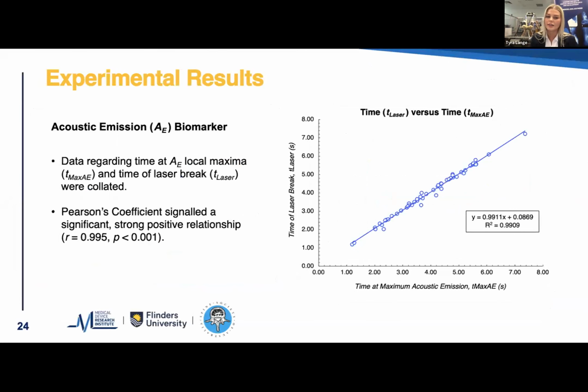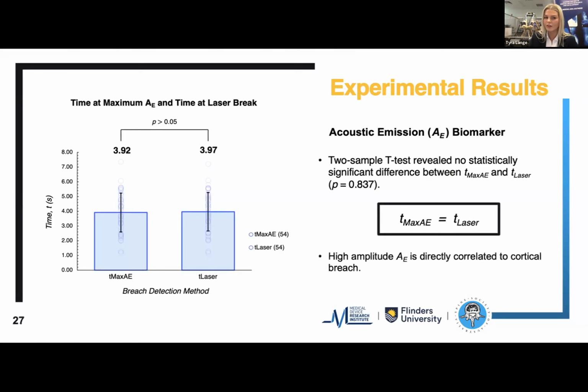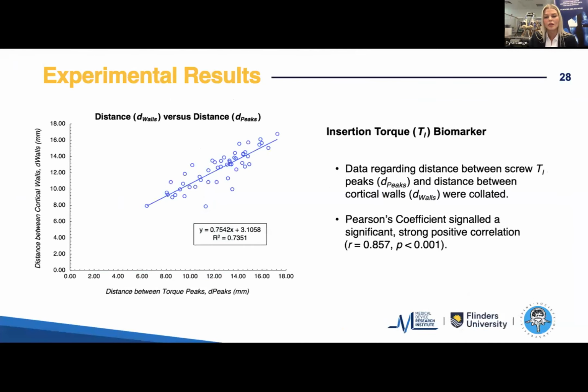So data regarding the time at acoustic emission local maxima and the time of laser break were collated, and Pearson's coefficient signaled a significant strong positive relationship. When we looked at the means, two-sample t-tests revealed that there was no statistically significant difference between the time at maximum acoustic emission and the time of laser break. The observed effect size was small, indicating that the magnitude of difference between these averages was minor, and the population means are assumed to be equal. Therefore, high amplitude acoustic emission is directly correlated to cortical breach.